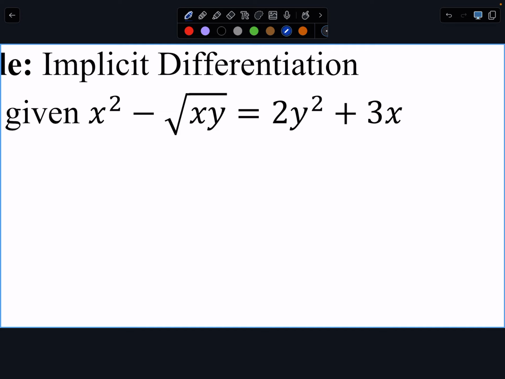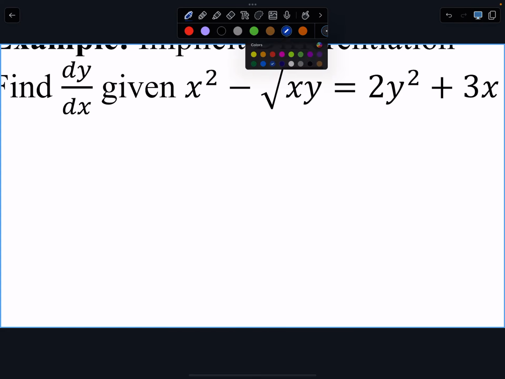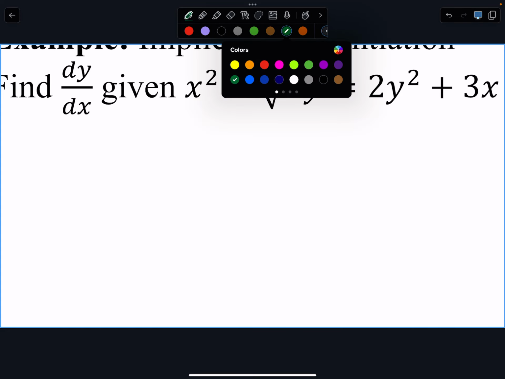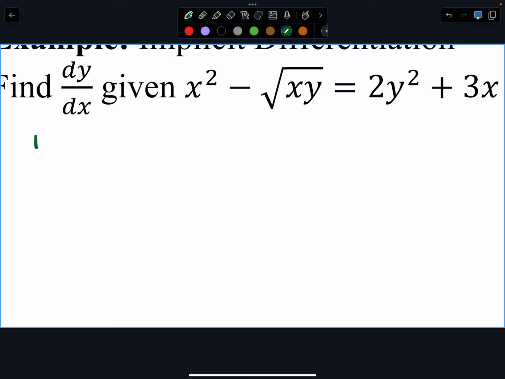You can leave this as the square root of x times y. You can also use exponent properties and think of this as x to the 1/2, y to the 1/2, and just use product rule. I would like to leave it as is, but if you feel strongly and want to do it differently, you do you. So I'm going to show that I'm communicating that I am differentiating with respect to x.